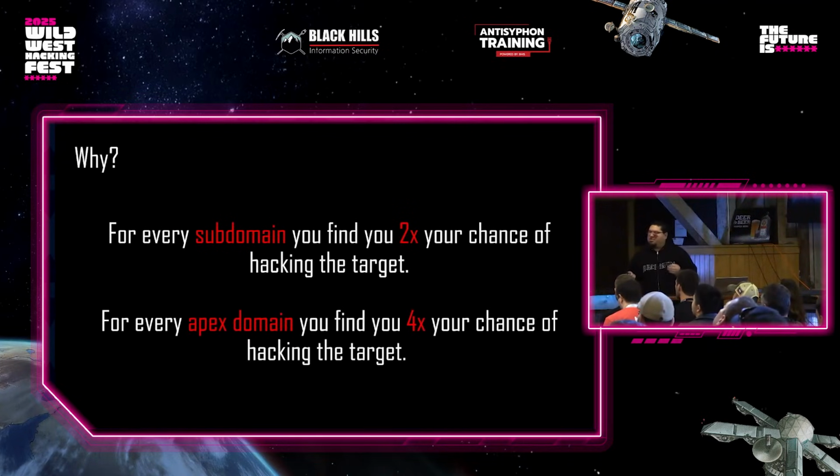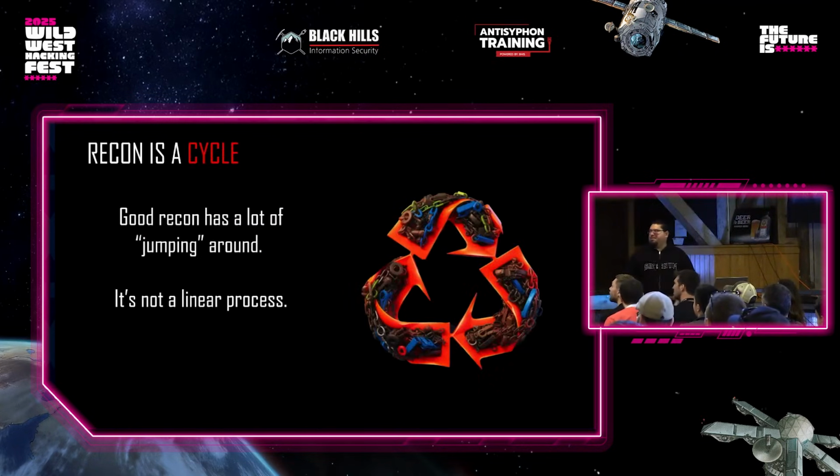So if someone stands up twitch.tv and then they also stand up twitchusers.tv, that's a new apex domain. They usually don't stand up a new apex domain unless they're going to apply a whole bunch of other applications under it. And so usually it's about 4x your chance of hacking the target.